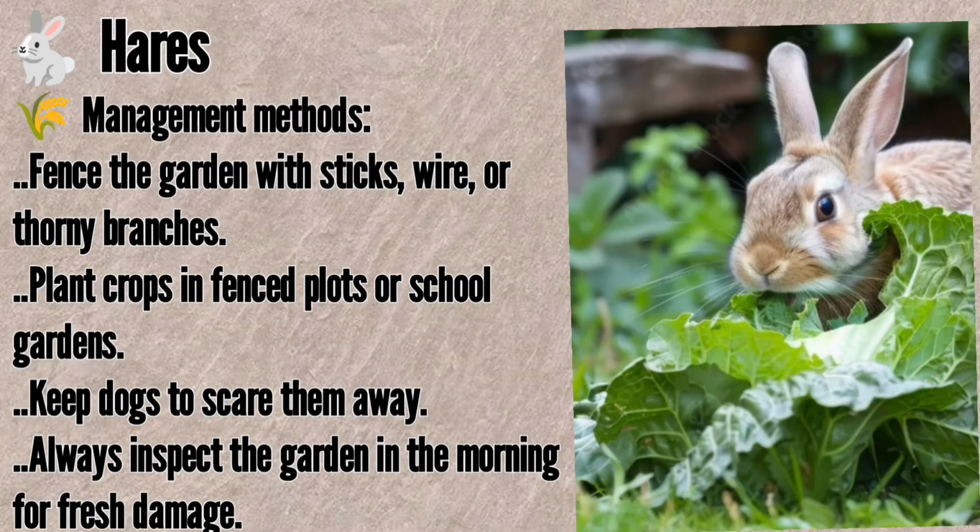To manage them, we can fence the garden with sticks, wire, or thorny branches, and we can plant crops in fenced plots or school gardens. We can keep dogs to scare them away and always inspect the garden in the morning for fresh damages.